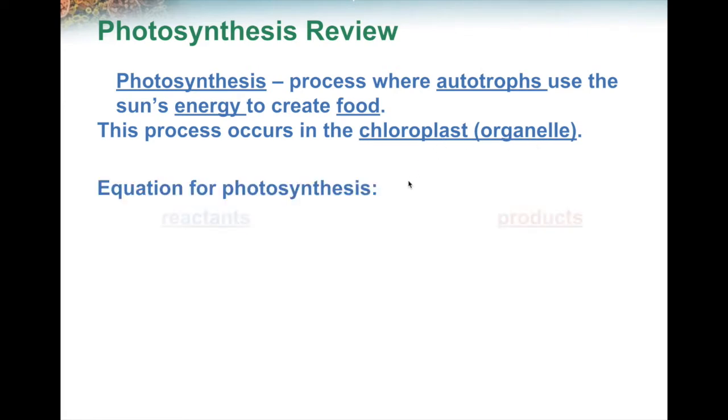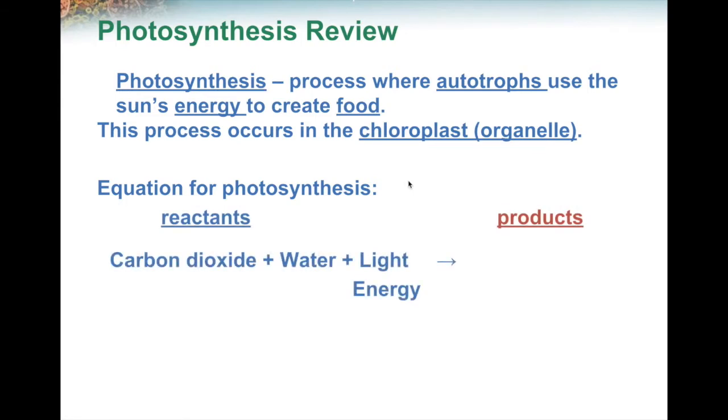Now remember, for photosynthesis to happen, a plant or producer needs three reactants, or three things. They need carbon dioxide, water, and light energy. Then they will produce these products of oxygen and then their food, which is glucose, a type of sugar. Now I need you to drag and drop the terms underneath these reactants and products.